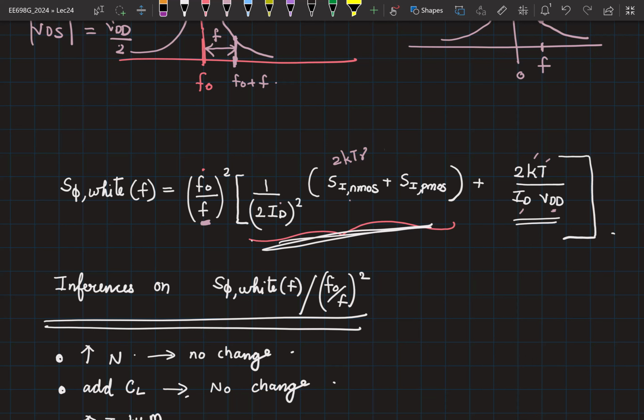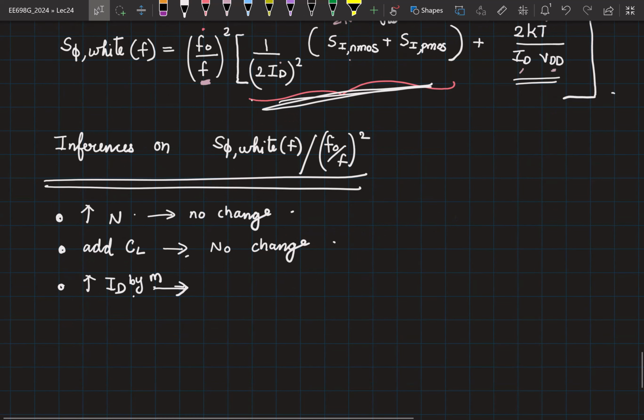GM is also, so I can write it as 2ID by VGS minus VTH. Because we have calculated all of these for a particular operating point, I can replace this VGS corresponding to that, and that was equal to VDD. Okay. So both these terms are going to reduce by 1 by m. So this becomes 1 by m times S5 of it. Any questions on this?